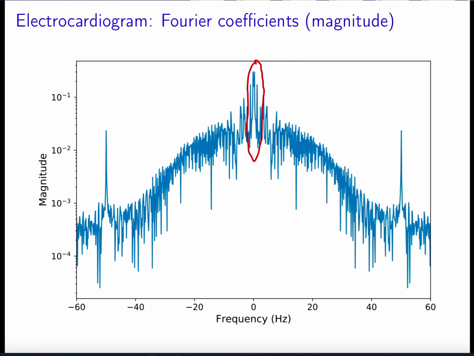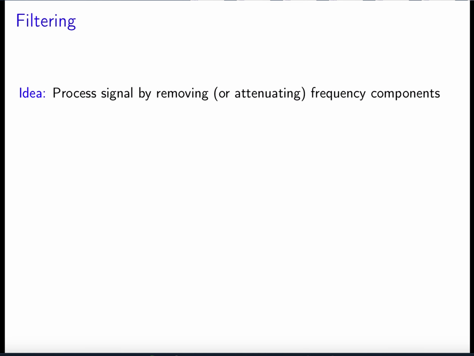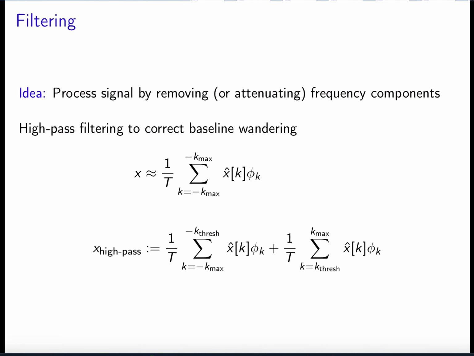So now I would want you to stop the video and think, how do I use the Fourier series representation to remove that? Okay, so think about it. Removing or attenuating certain frequency components of a signal is called filtering. In this case, we want to remove low frequencies, and that's called high-pass filtering.